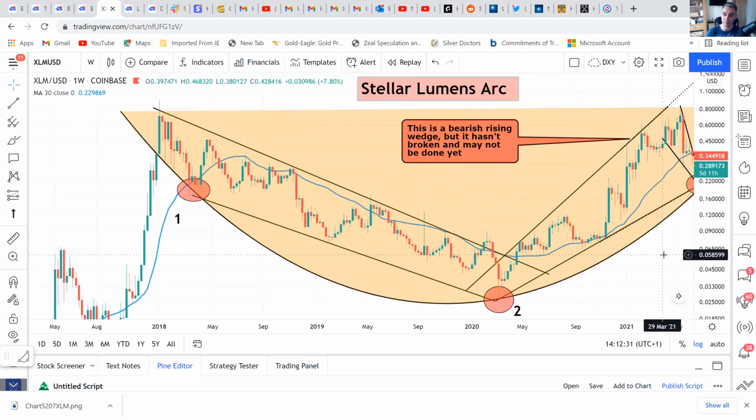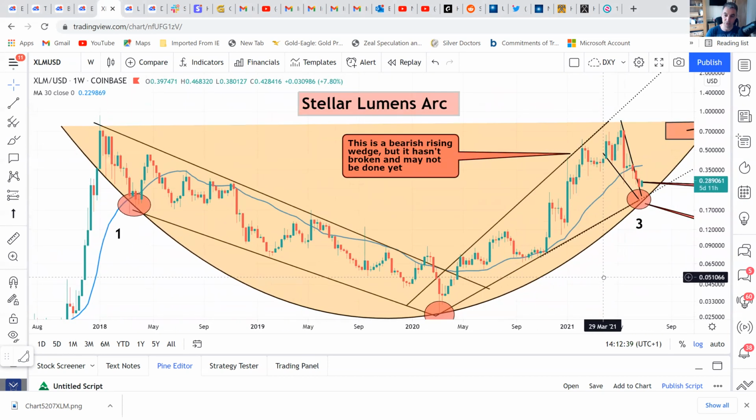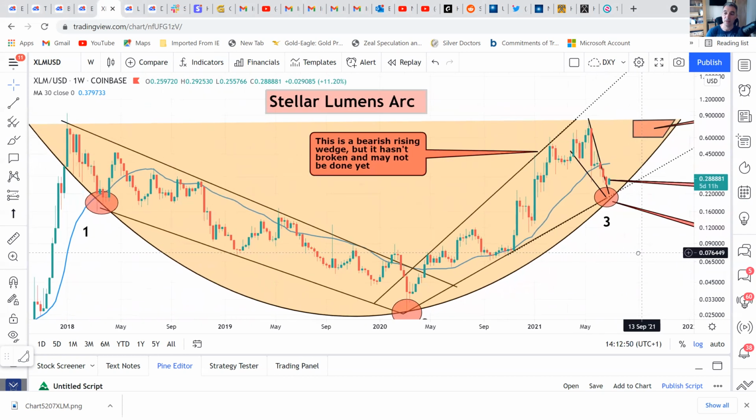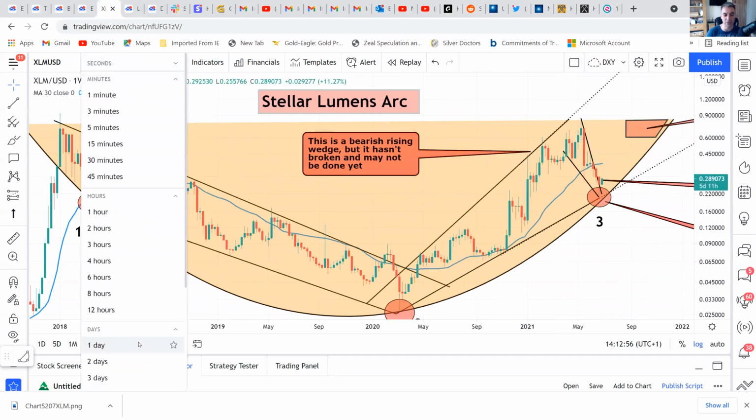So what's happened lately? Well, we've been building out an expanding rising wedge, which is very often known as a bearish rising wedge, because they indicate that at some point price is going to break down and probably retrace most of the move, if not all of it. But if I just zoom in a little bit, instead of using the weekly chart, we look at the daily chart.